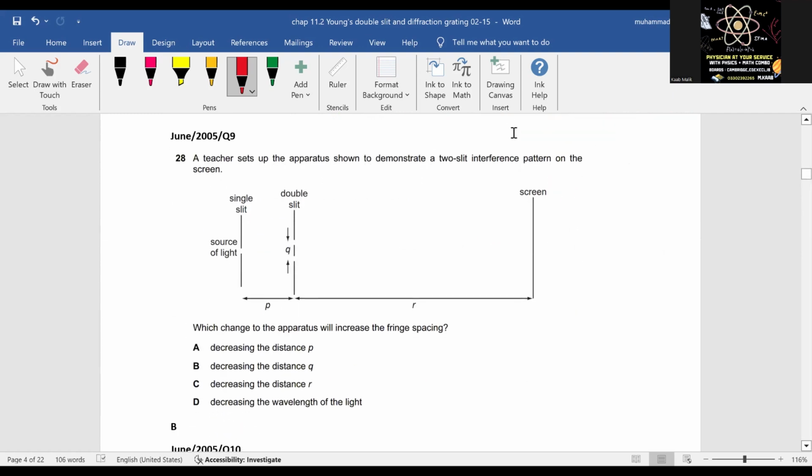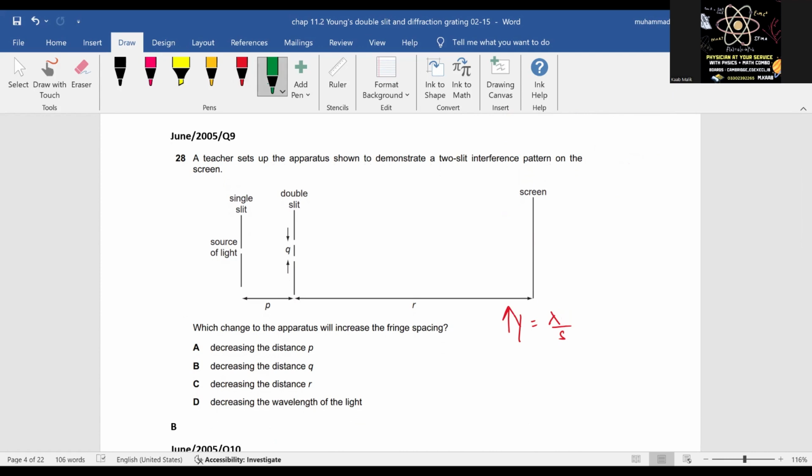Come on, Bulmina. A teacher sets up the apparatus as shown to demonstrate a two-slit interference pattern on the screen. Which change to the apparatus will increase the fringe spacing? Fringe spacing is y, so you want to increase the fringe spacing. Now, how can you get it?